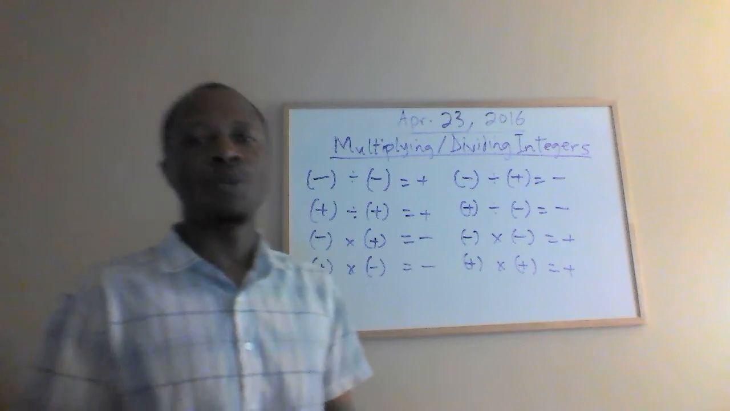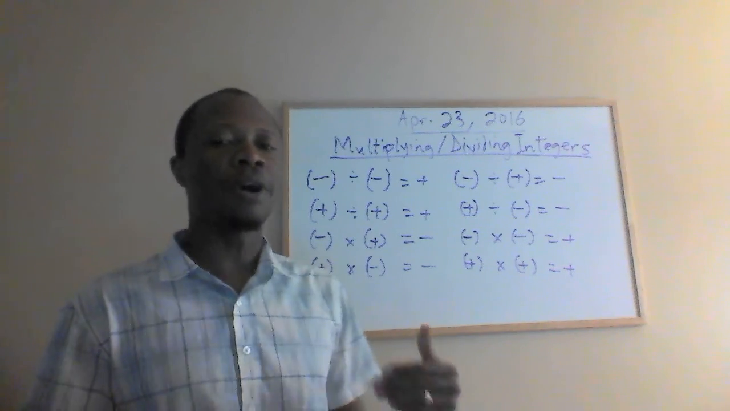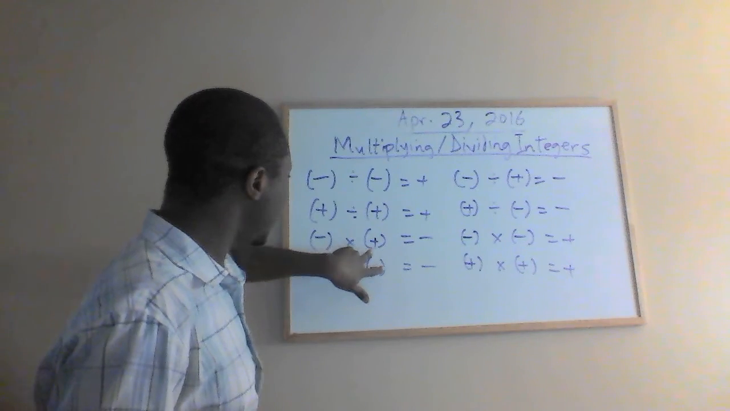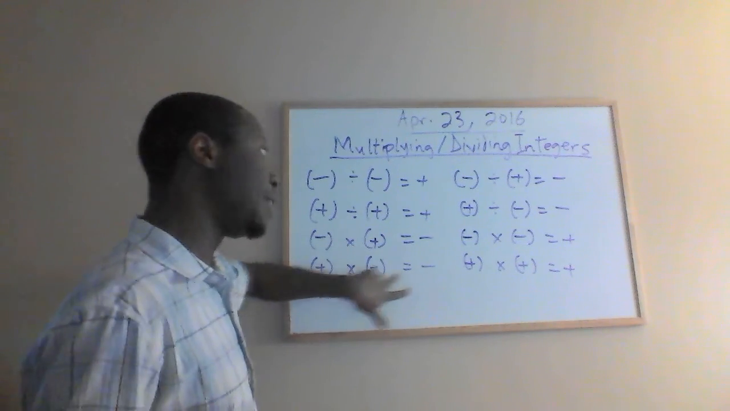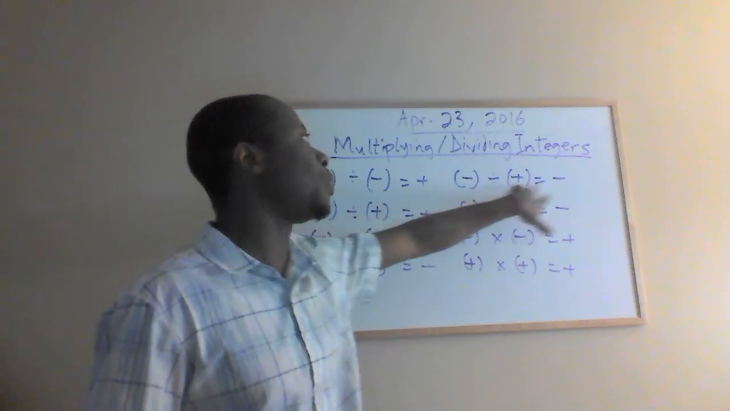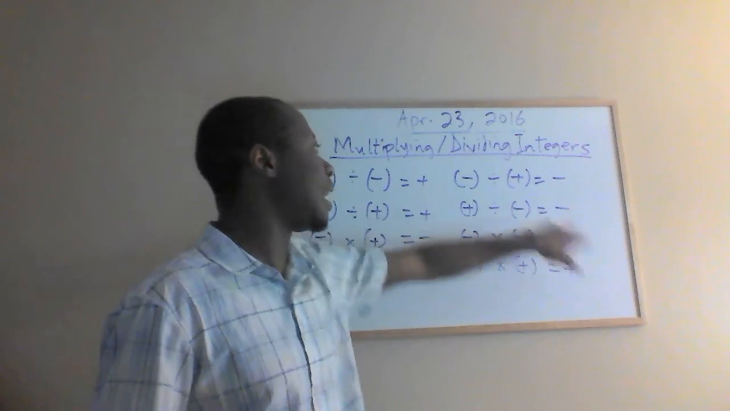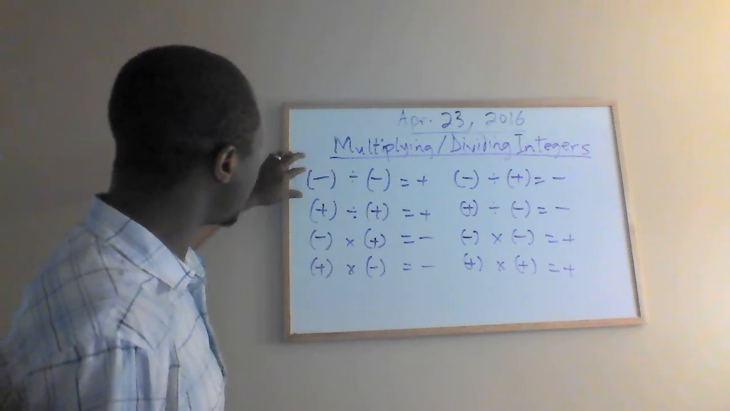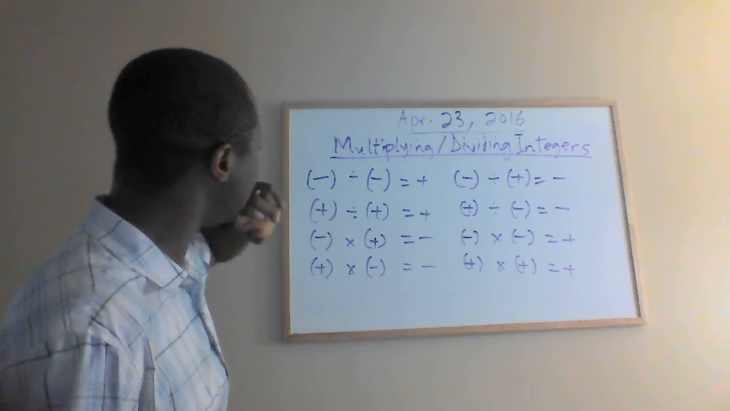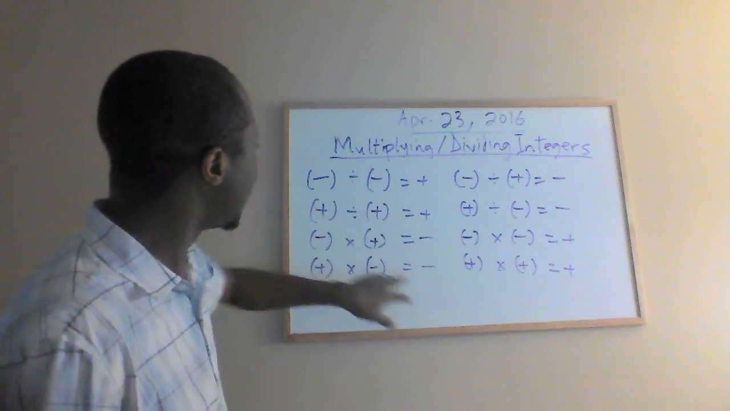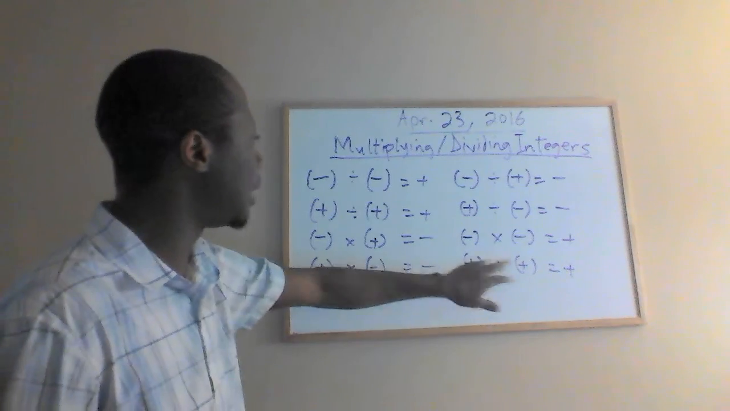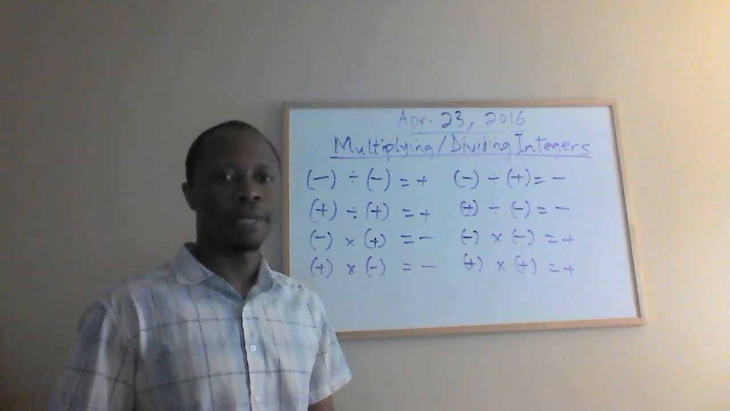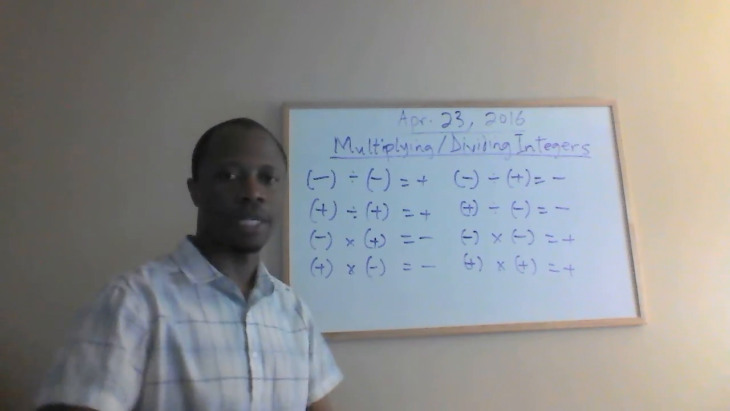And secondly, when the two signs are different, we're always going to get negative. So these two signs are different, we get negative. They are different, we get negative. Let me just cross-check everything once more here. Perfect. So in order for us to be comfortable with this material, we have to understand this.